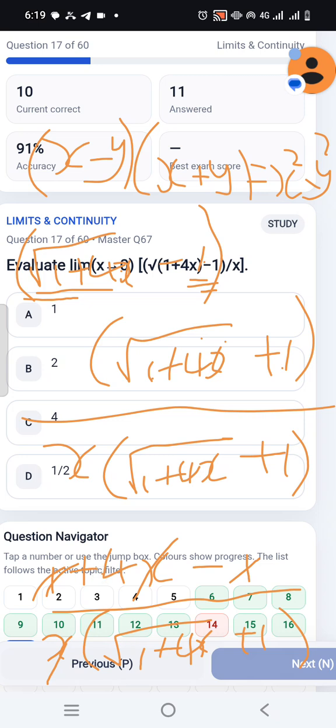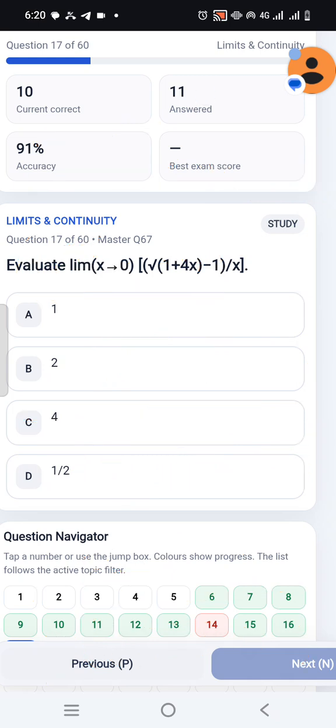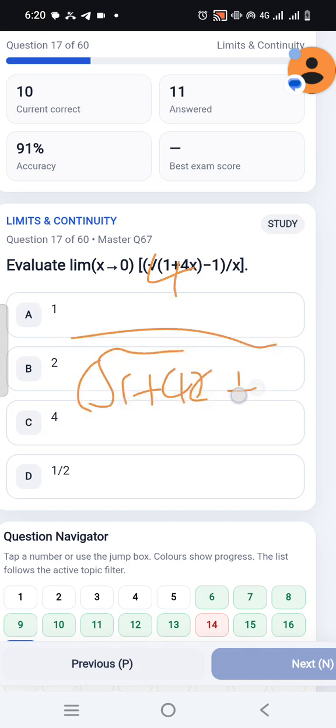It now remains 4 all over square root of 4 all over into bracket square root of 1 plus 4x, then plus 1. So this is quite easier for me to put my input now, my limit now. So that will be 4 all over square root of 1 plus 4x plus 1, right?